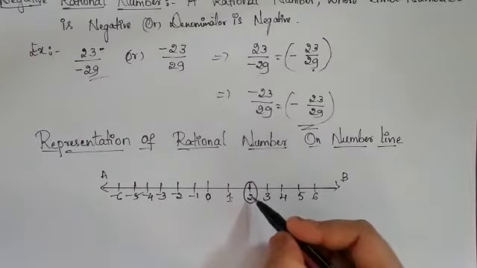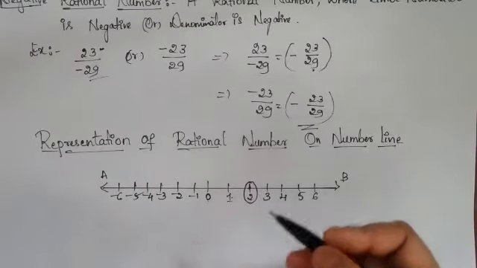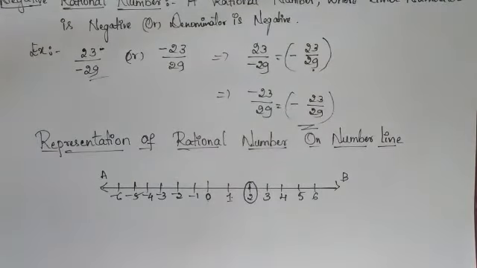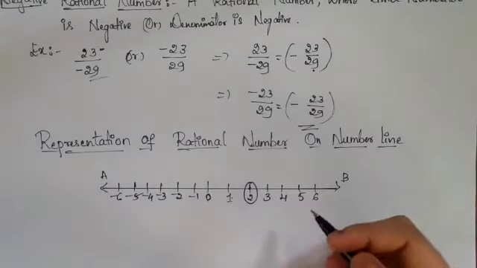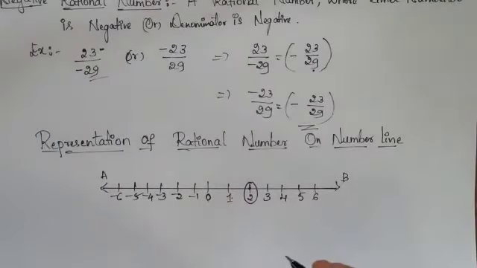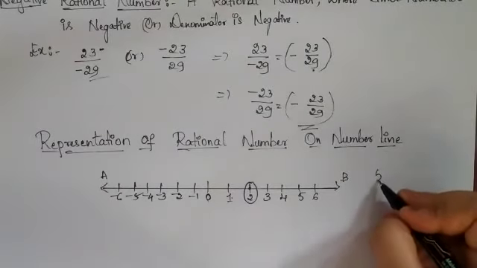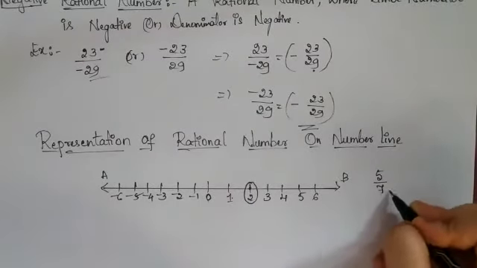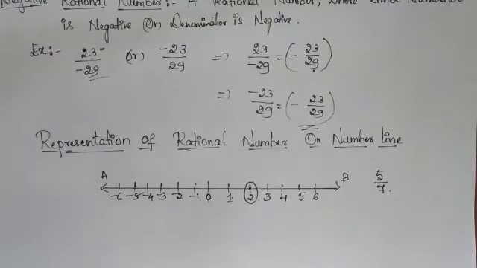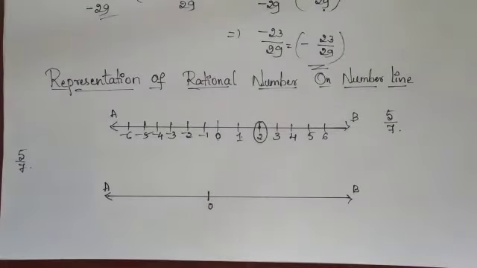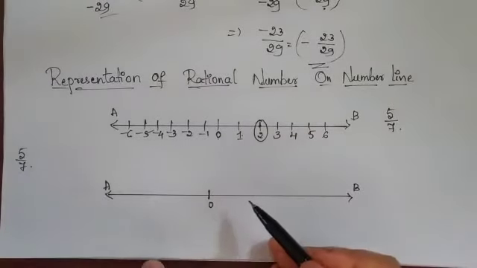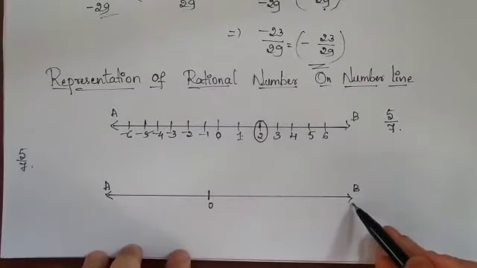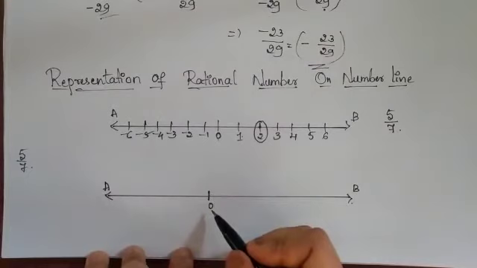So 2 we are represented on the number line. So now if it is a rational number, it will be having both numerator as well as denominator. For example, if the question is represent 5 by 7 on the number line, then to represent 5 by 7 on the number line, I have drawn a line here and marked a 0.